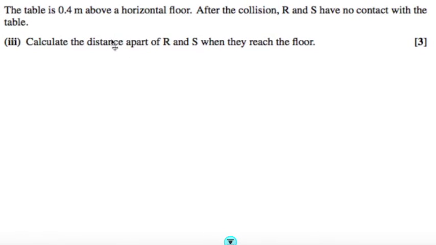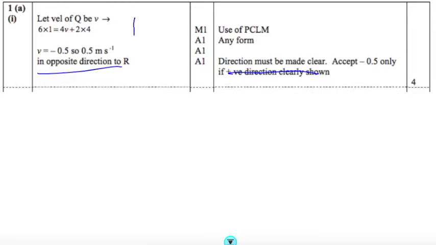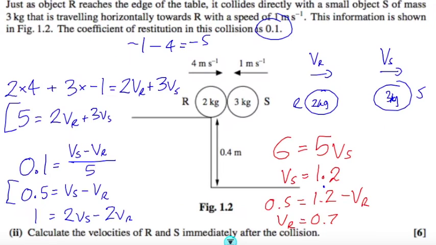Right, the table is 0.5 metres above a horizontal floor. After the collision, R and S have no contact with the table. We'll calculate the distance apart of R and S when they reach the floor. So just going back to the original diagram, we can see essentially these are 2 projectiles now which are falling to the floor, and we want to know how far apart they'll be when they hit the floor.